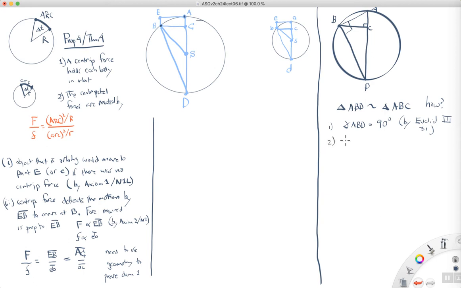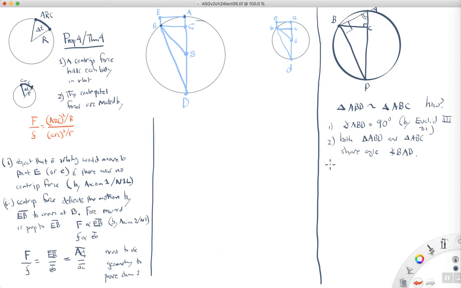Okay, and then secondly, we can see that both this small triangle ABC and the big triangle ABD share this angle right here. So both triangle ABD and triangle ABC share angle BAD, that angle right there, BAD.